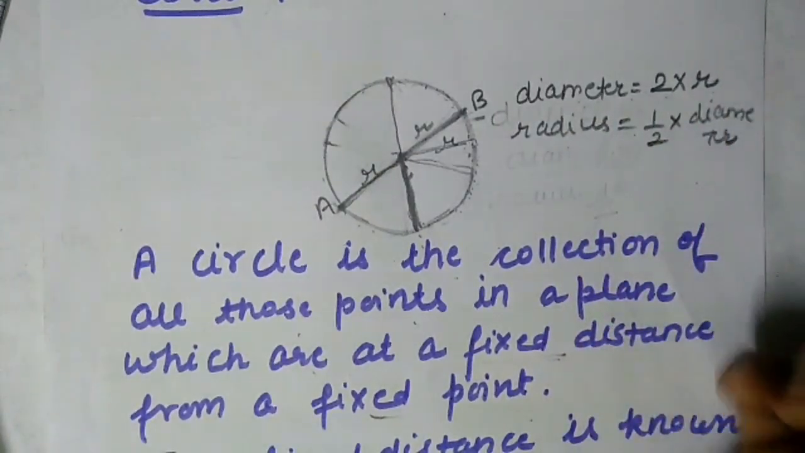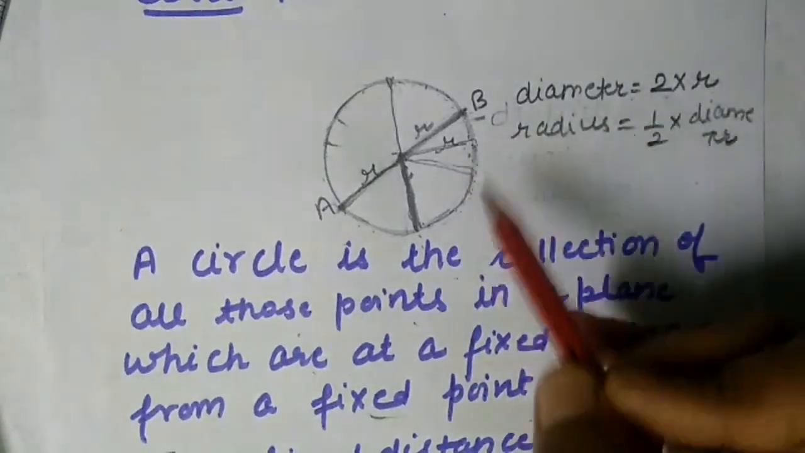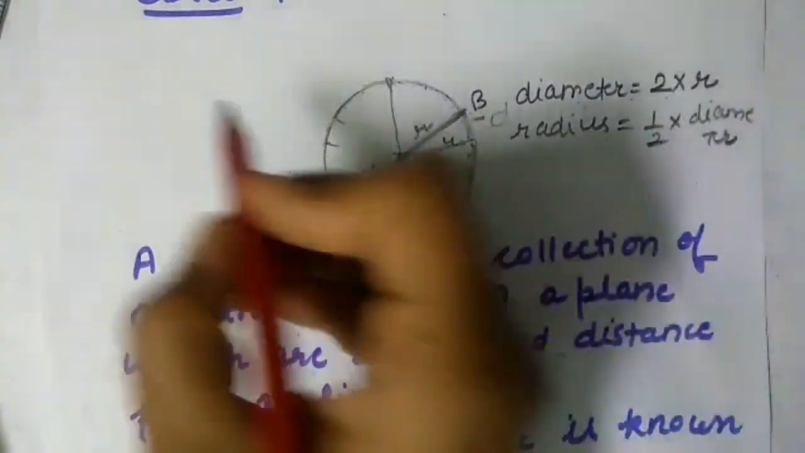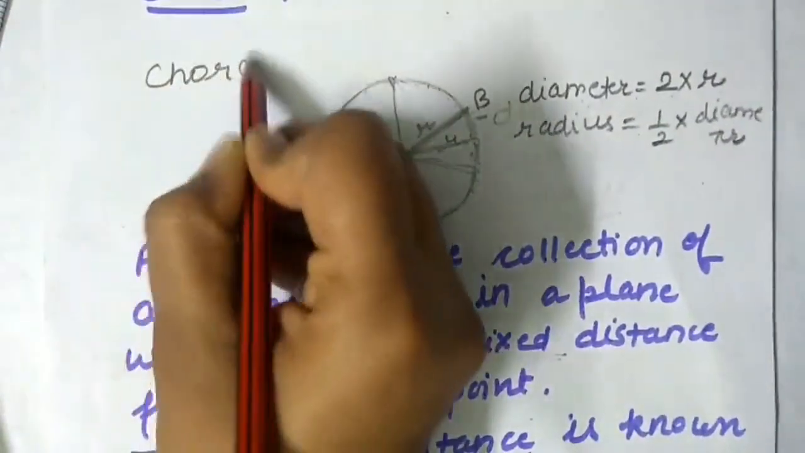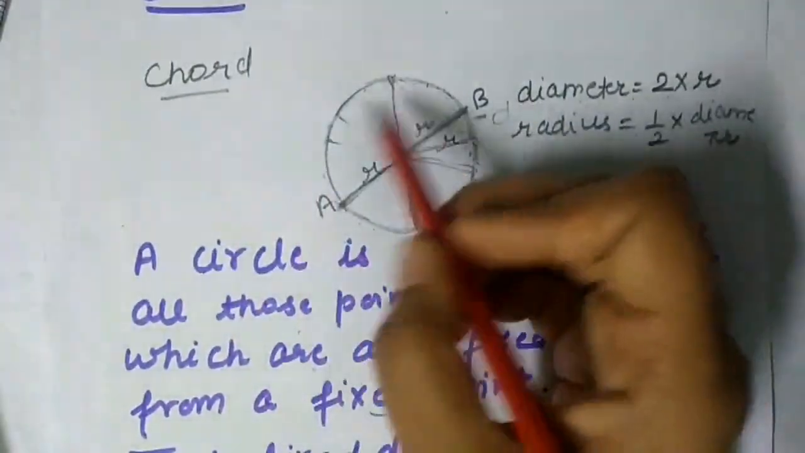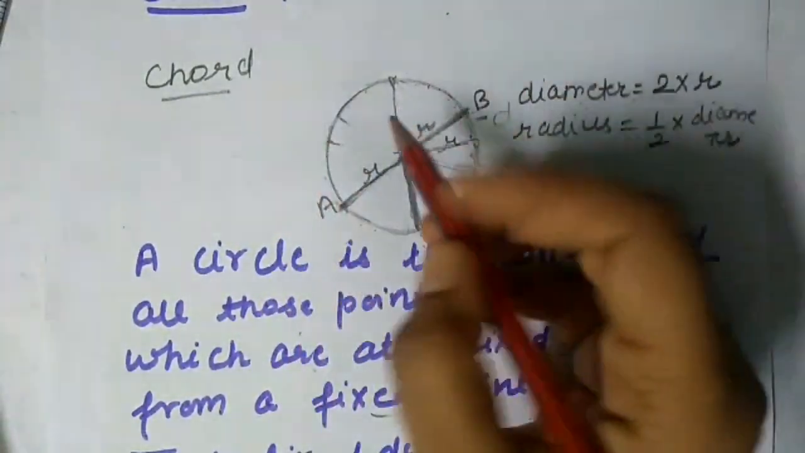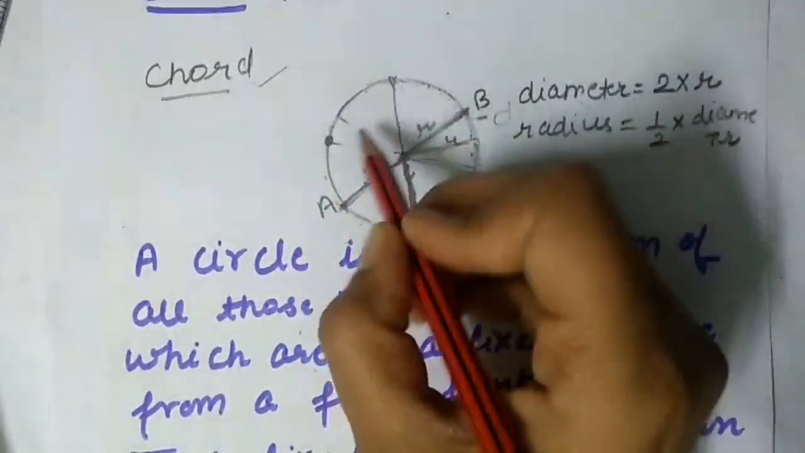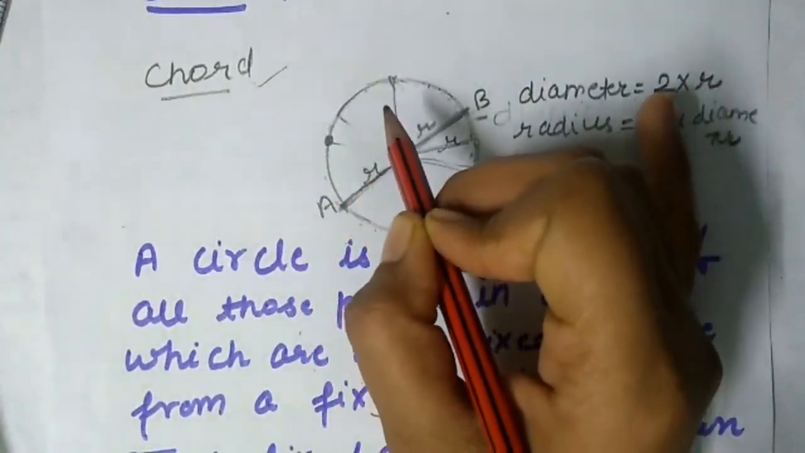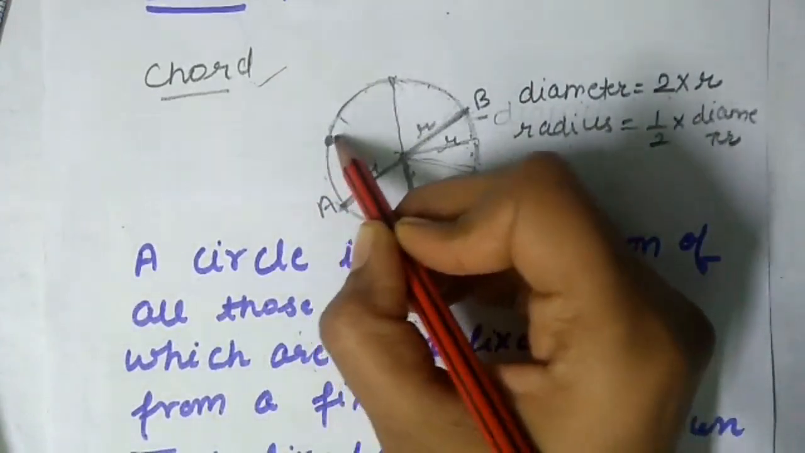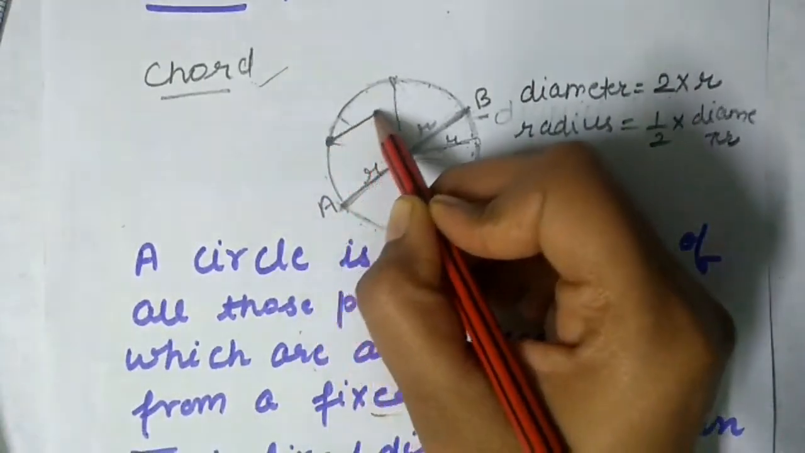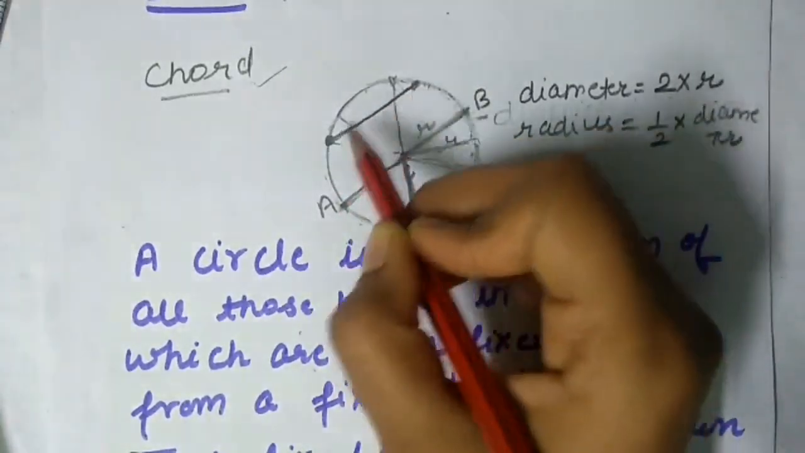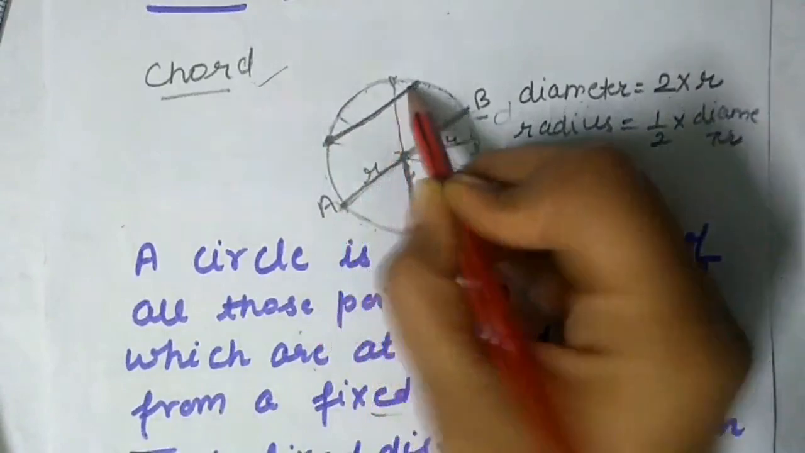Now some important terms in a circle. First thing is, what do you mean by a chord? This is the word chord, which you have learned in class 6 also. What do you mean by a chord? A chord is a line segment that touches any 2 points of the circle. It is a line segment that touches 2 points of a circle. So this is a chord.